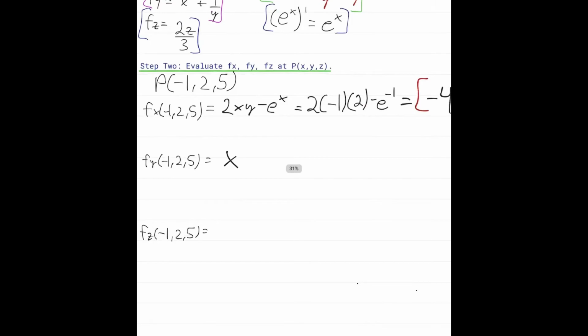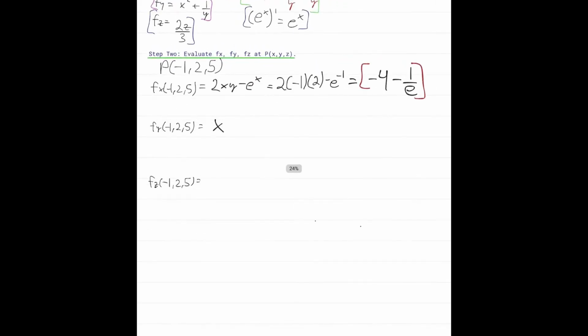Now partial with respect to y. For y, we got x squared plus 1 over y. Plugging in this one isn't too bad. So we know it's -1 squared plus 1 over y. Y is 2, so it's 1 over 2.